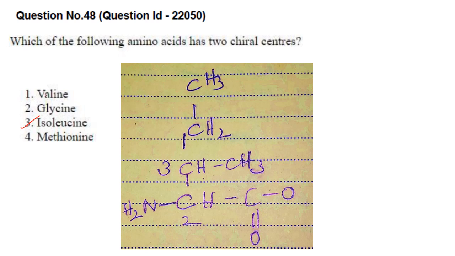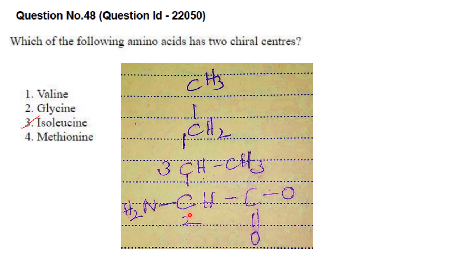Then next one. Which of the following amino acids has 2 chiral centers? So out of these answer options, isoleucine has 2 chiral centers. This is the structure of isoleucine. Carbon 2, this carbon, is a chiral center. This carbon is attached to 4 different groups: NH2 here, COOH here, then CH3, CH2, CH3 is attached to this carbon atom.